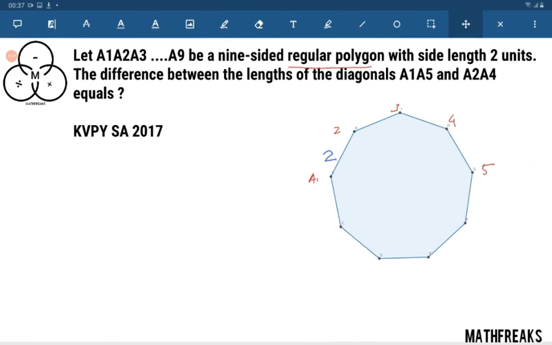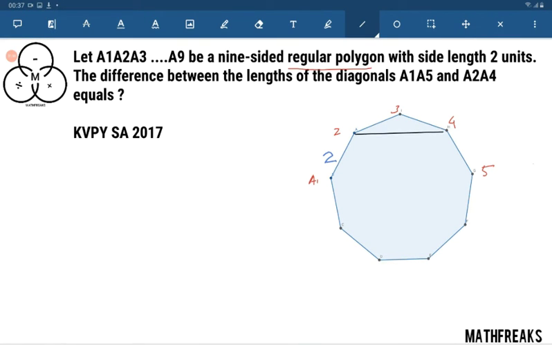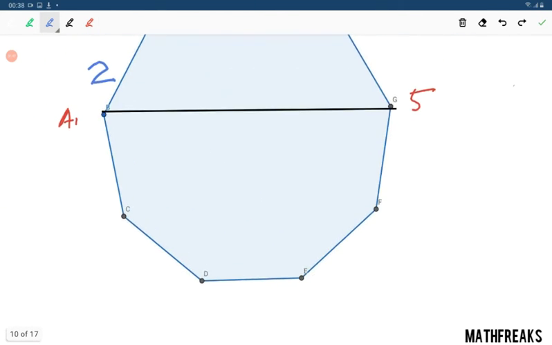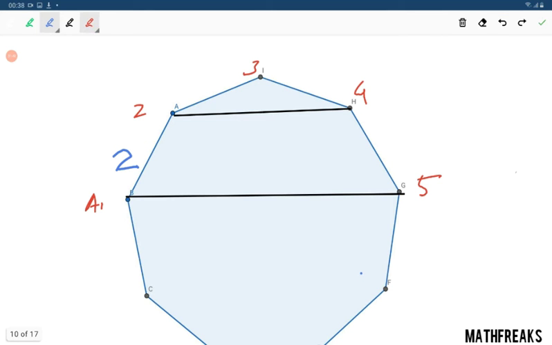and A2A4. One thing, it's clearly visible that these and these are parallel to each other. Another important and interesting thing: what is the measure of the interior angle? The sum is (N minus 2) into 180, divided by 9, which is 140 degrees. So all the measures of the interior angles are 140 degrees.